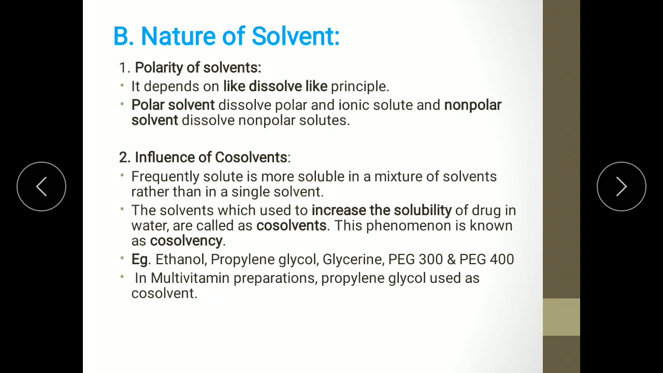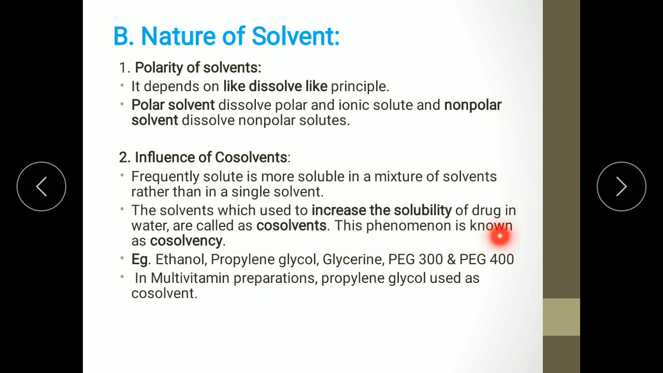सिंगल सॉल्वेंट की बजाय अगर हमने मिक्सचर ऑफ सॉल्वेंट लिया तो solute will get more soluble than usage of single solvent. The solvent which is used to increase the solubility of a drug in water is called a co-solvent. Suppose any drug is poorly soluble in water. If we use another solvent to increase that solubility, that solvent is called a co-solvent.